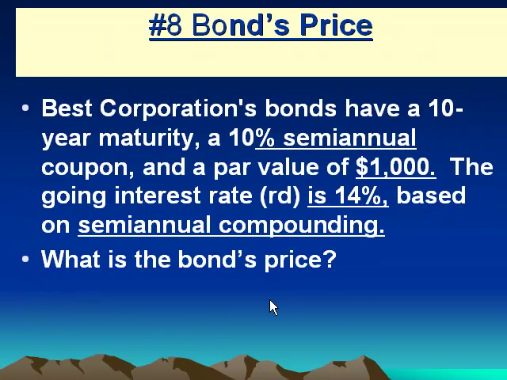Best Corporation bonds have a 10-year maturity with a 10% semi-annual coupon, par of 1,000. The going rate is 14% based on semi-annual compounding. That's the annual rate, the 14%. What is the bond's price?